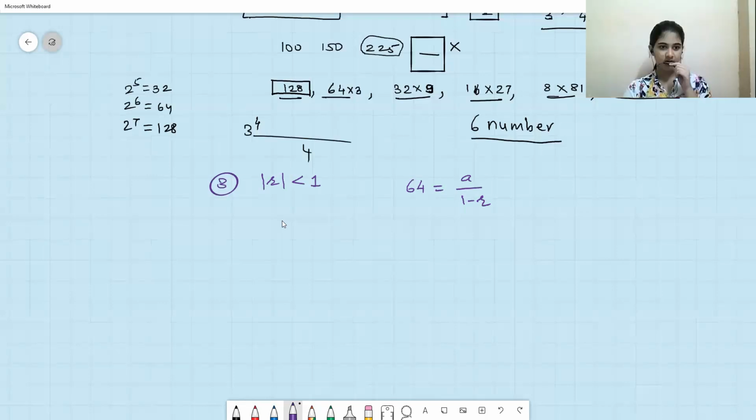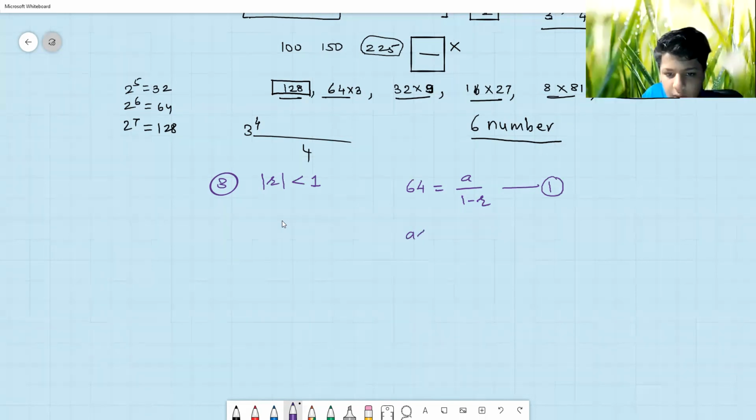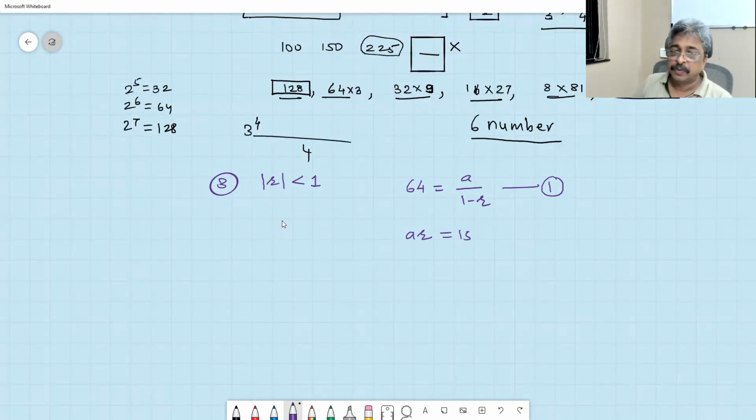Yes. What it is, 64 is equal to a upon 1 minus r. This is one relationship that we have. And the second relationship that we have is T2, AR, is equal to 15. So we have to solve these two simultaneously. Maybe you can eliminate one of them.